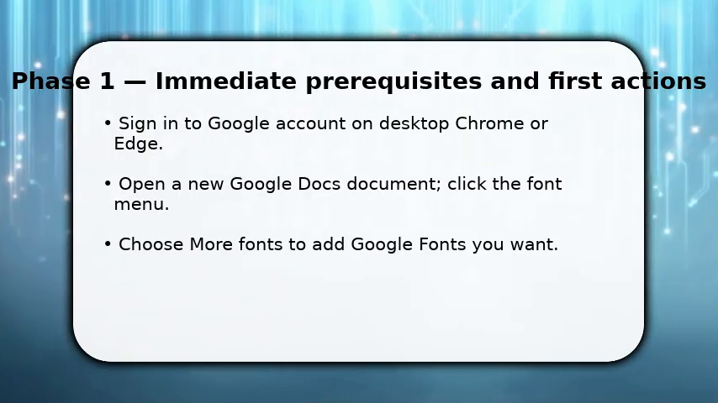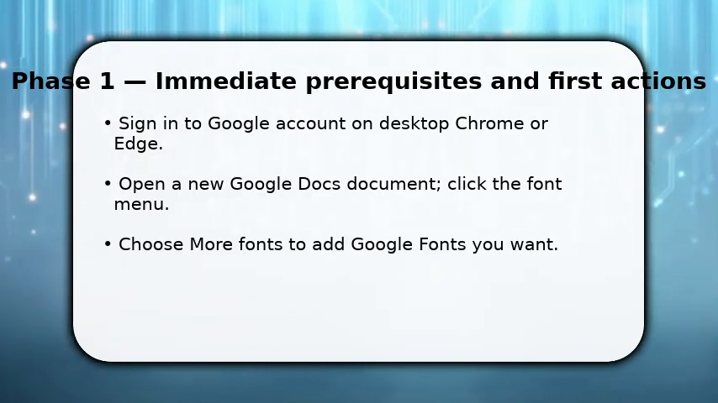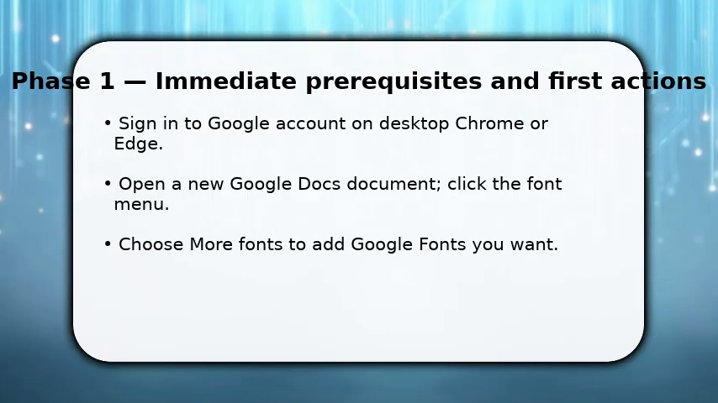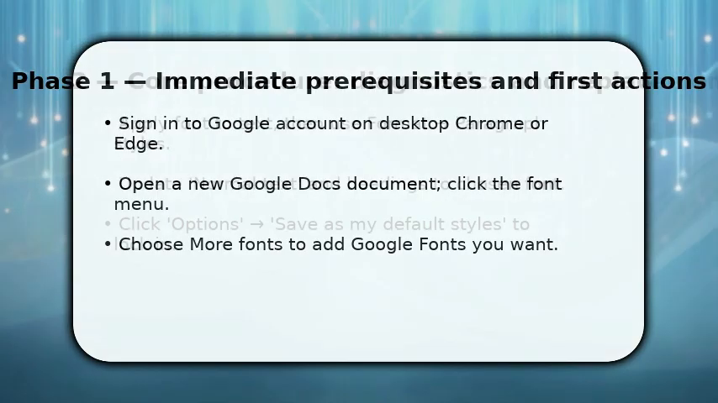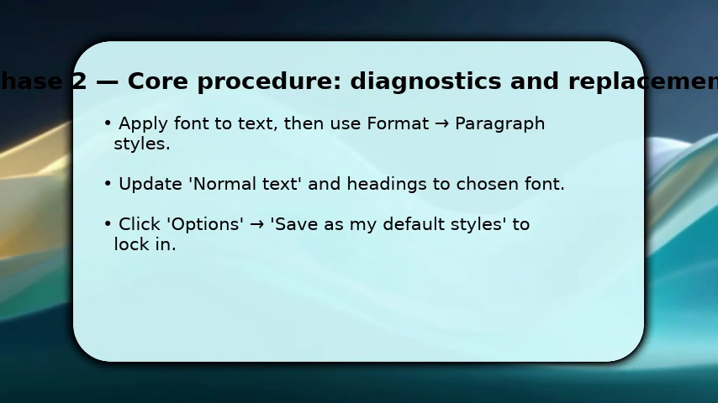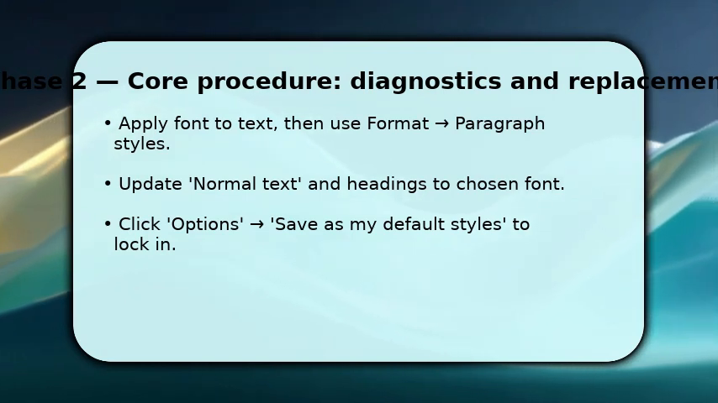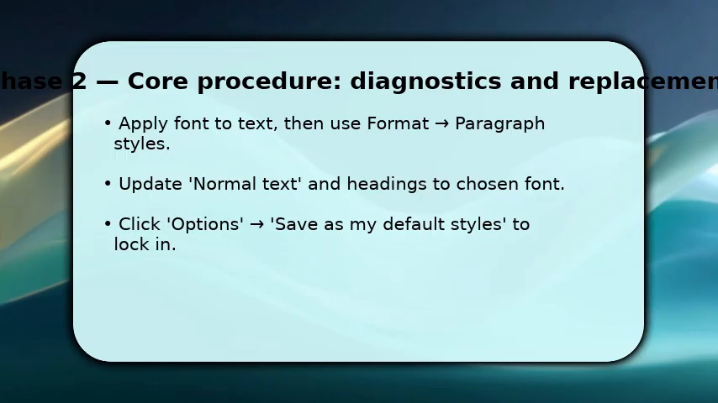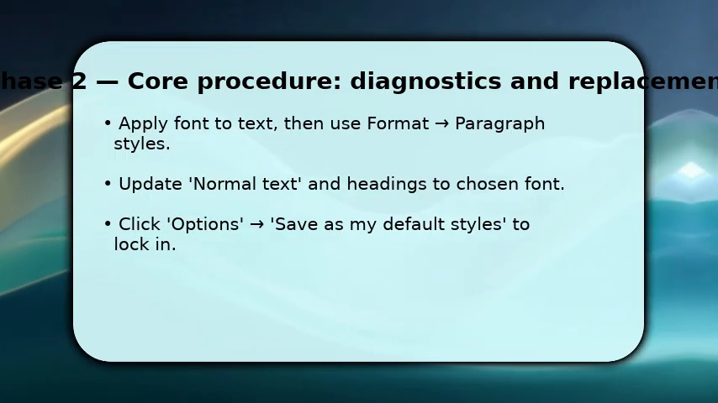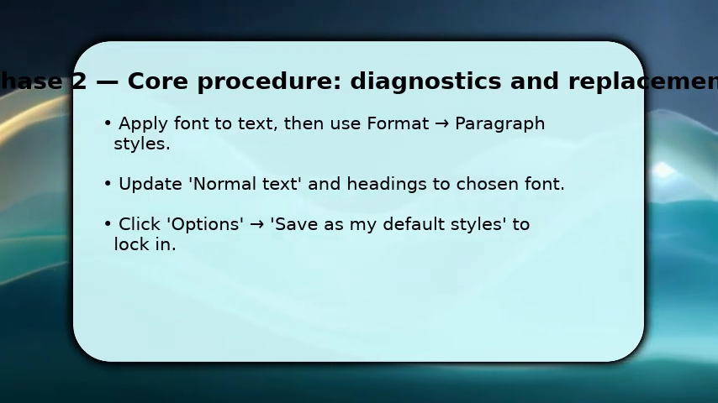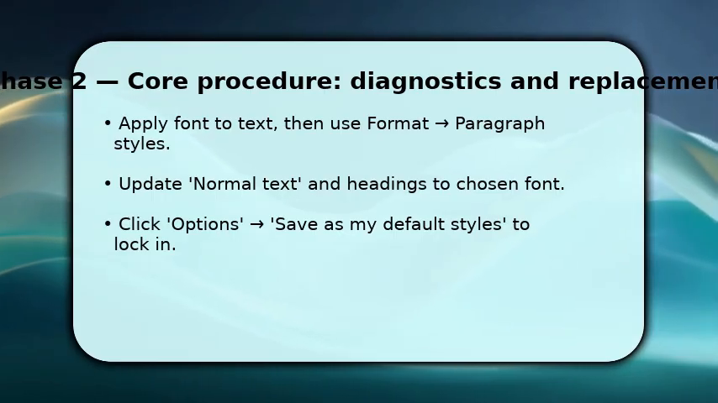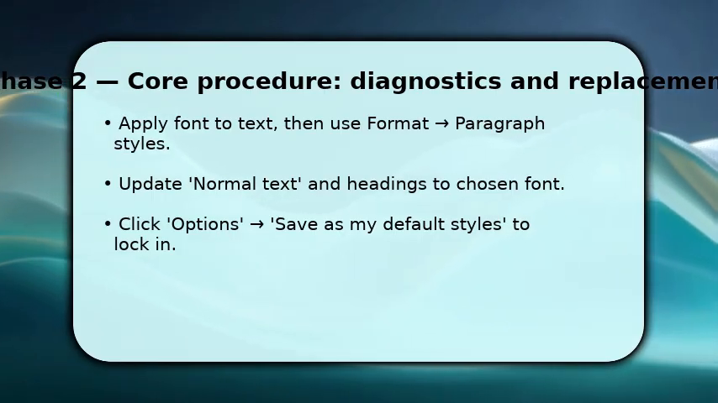This is the first actionable move, collecting the fonts and putting them in Docs so you can standardize documents right away. With your font added, type some sample text and format it with the new font. Next, use Format, right arrow, Paragraph styles and update Normal text, Heading 1, Heading 2, etc. to match your chosen font so documents are consistent.